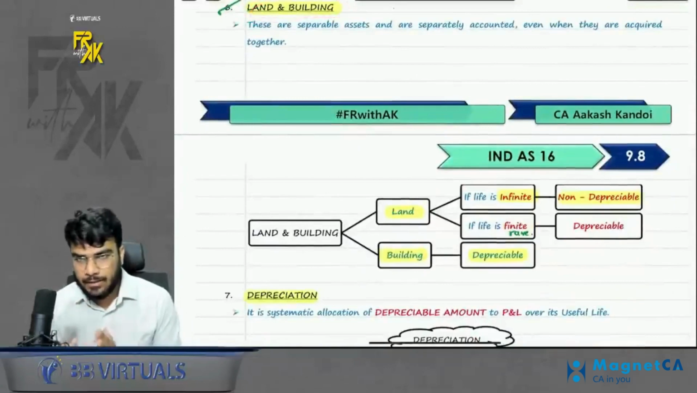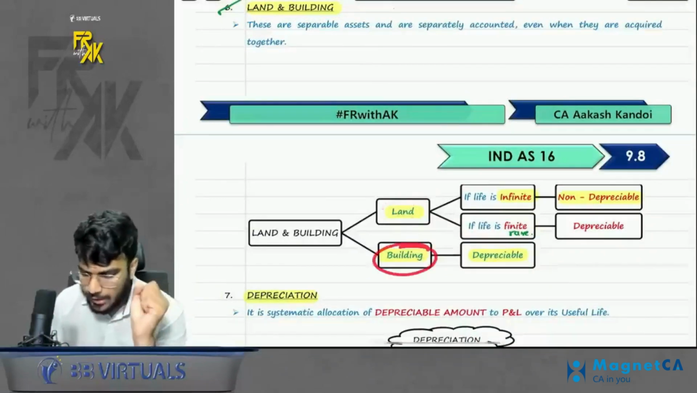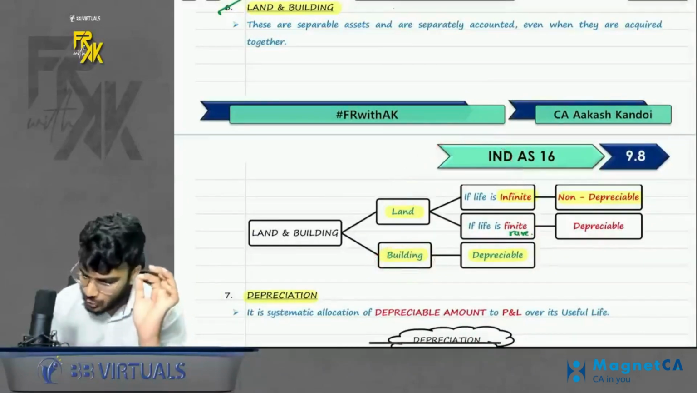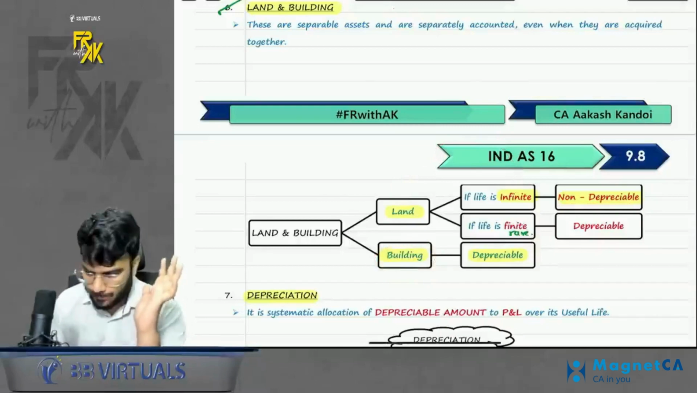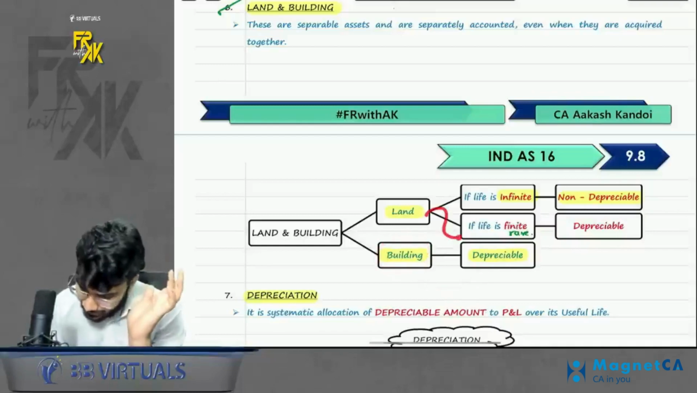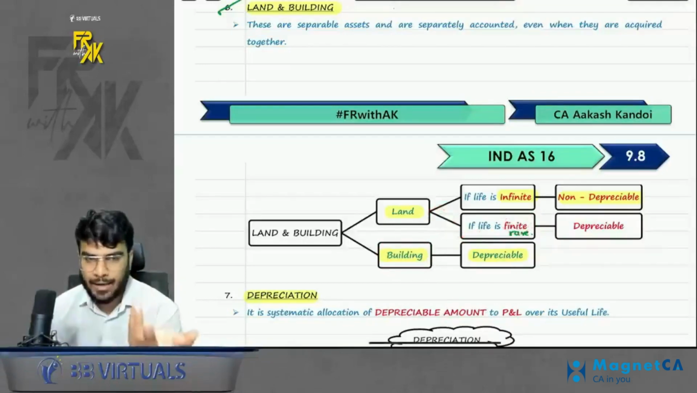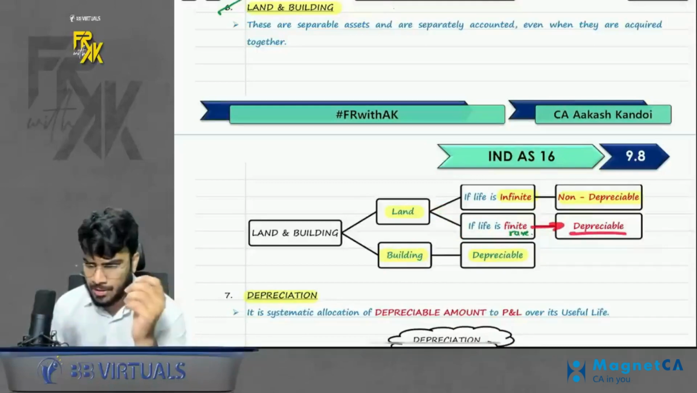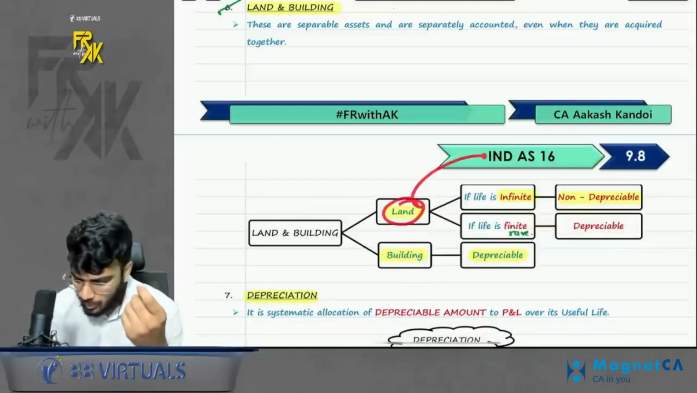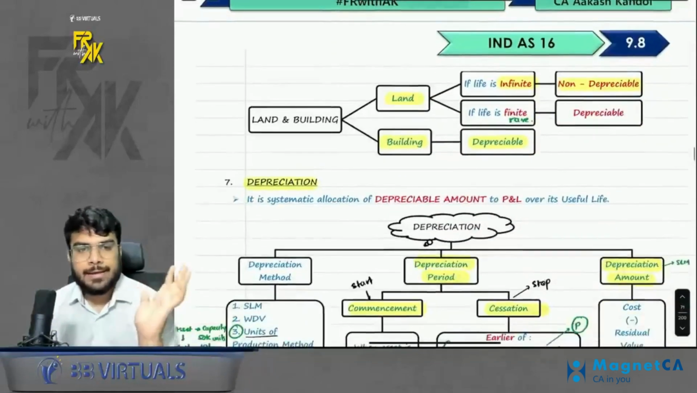If you have a land and building, these are to be accounted separately. So you will separate the land part and you will separate the building part. Generally land has an infinite life, so it will be non-depreciable. Building has a finite life, it will be depreciable. In rare cases even land might have finite life, like deteriorating land. In that case you can depreciate, but if nothing is mentioned, you will assume land's life to be infinite and you will not depreciate it. Very simple. Is this clear, guys?